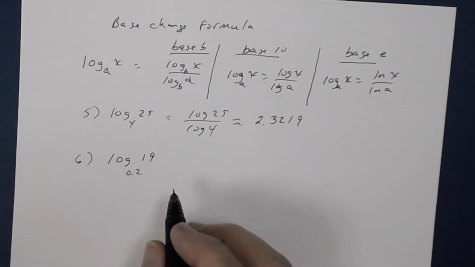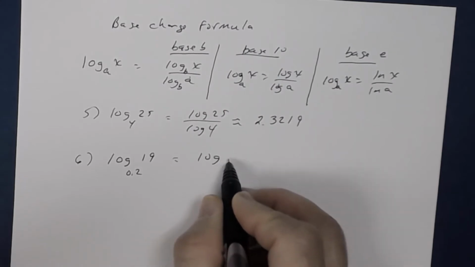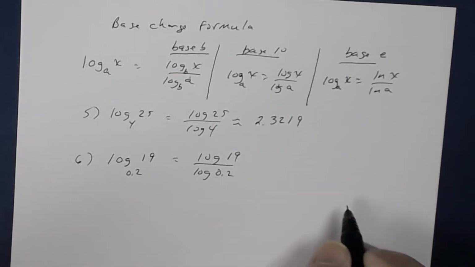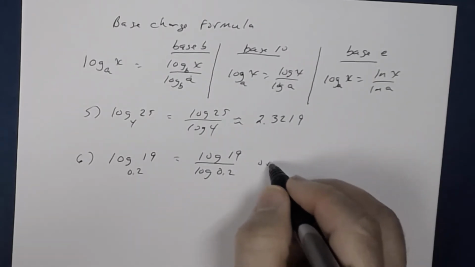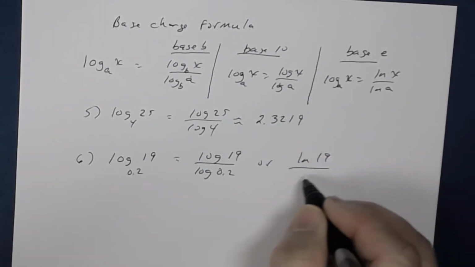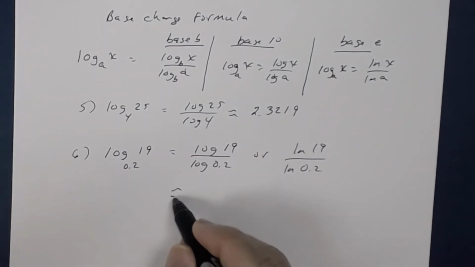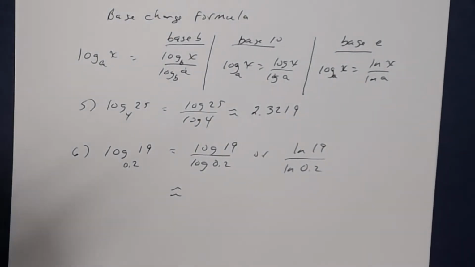Okay, so this will become the log of 19 divided by the log of 0.2. Or if you want to, you could have said the natural log of 19 divided by the natural log of 0.2. Does not matter. You'll get the same answer. So let's see what this is approximately equal to.